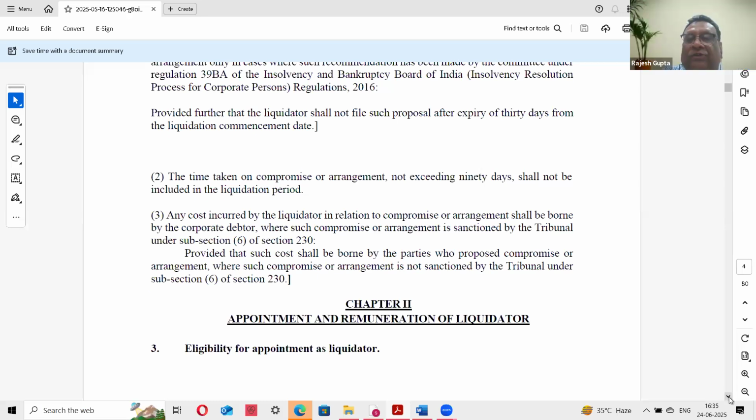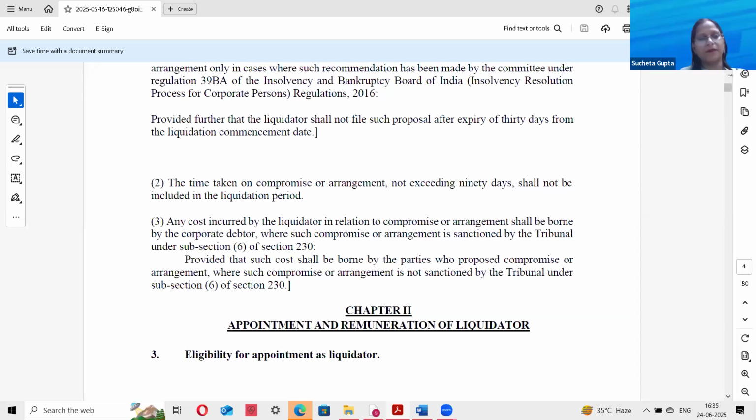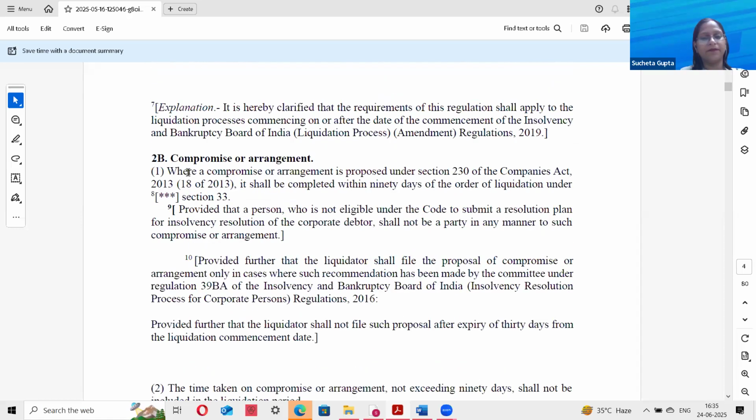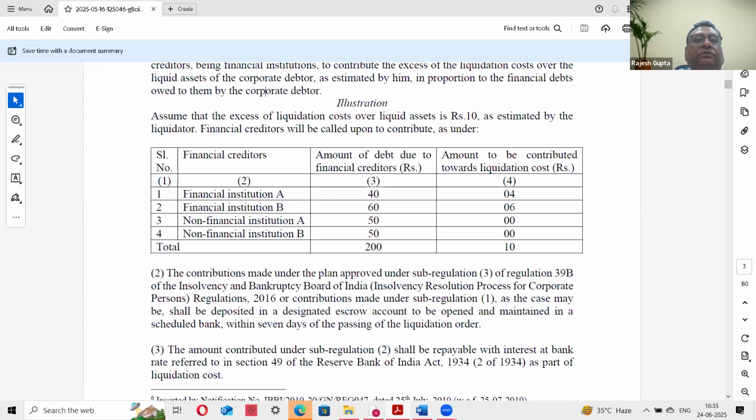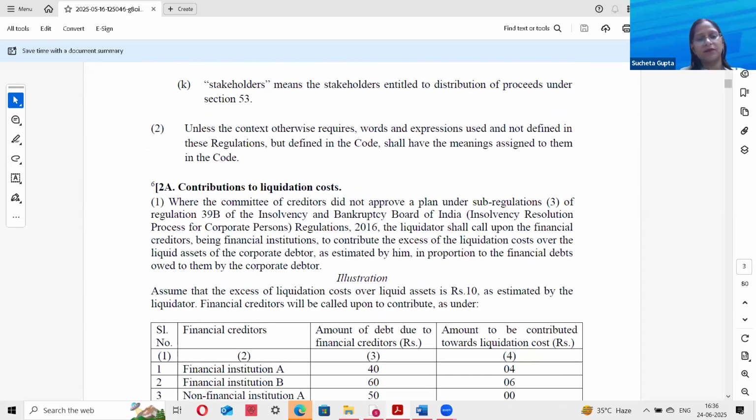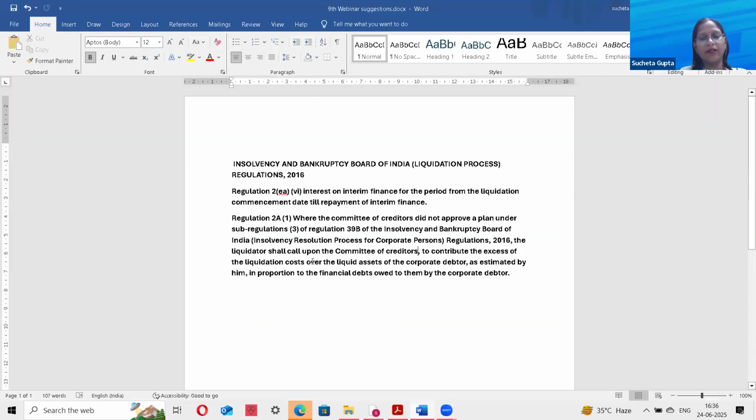Madam, I want to say something on regulation 2A. Yes, sir. When there is no financial creditor and only operational creditors are there, who will bear the liquidation cost? We have already written here the Committee of Creditors. Yes. So if there is no financial creditor, the operational creditors will be considered as the Committee of Creditors. Okay.